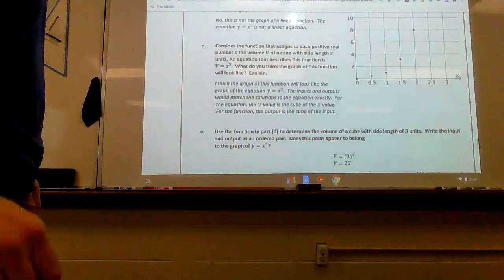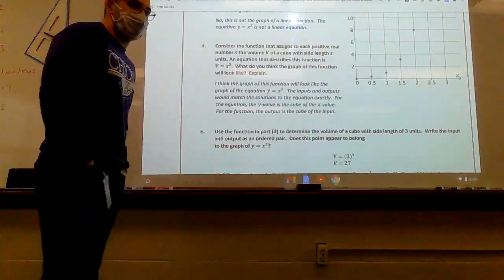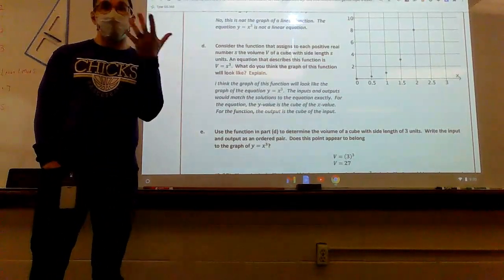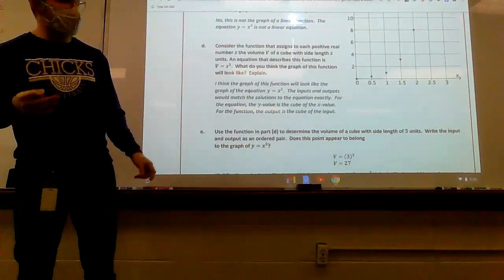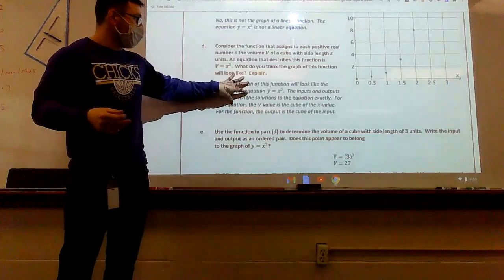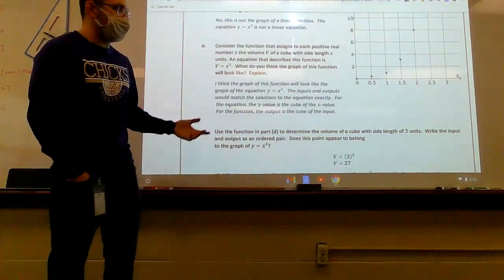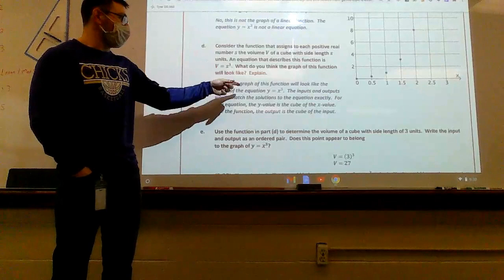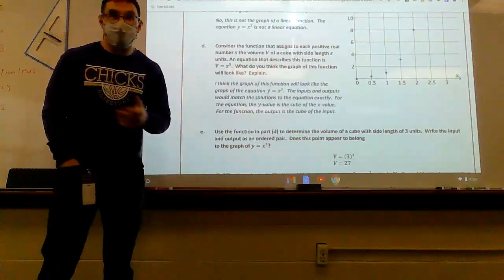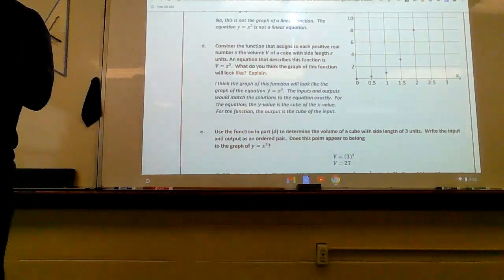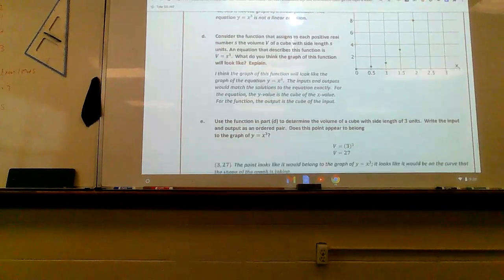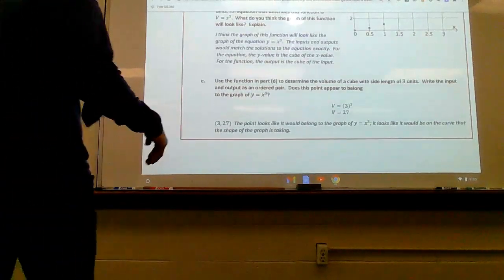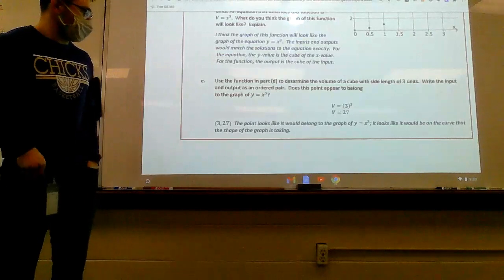Letter D. So consider the function that assigns for volume. So volume of a cube is a side to the third power. So if a cube all has the same sides, 3 to the third power gives me 27. Do you think this graph will look like this? Absolutely. It's the same thing. It's taking V, replacing it with Y, S replacing it with X. It's the same equation. Just because the letters are different doesn't mean that it's a new equation. And then use that same equation to figure out what the volume is. Well, it's 27. The volume is 27.